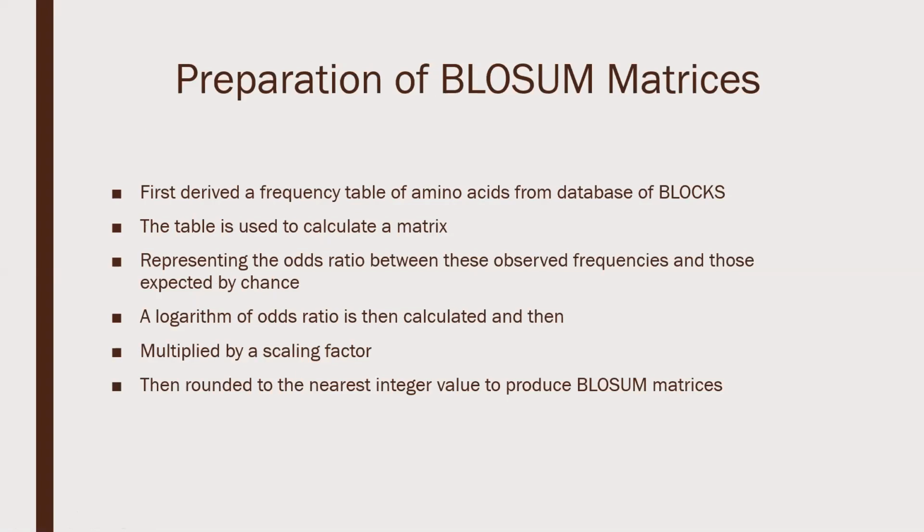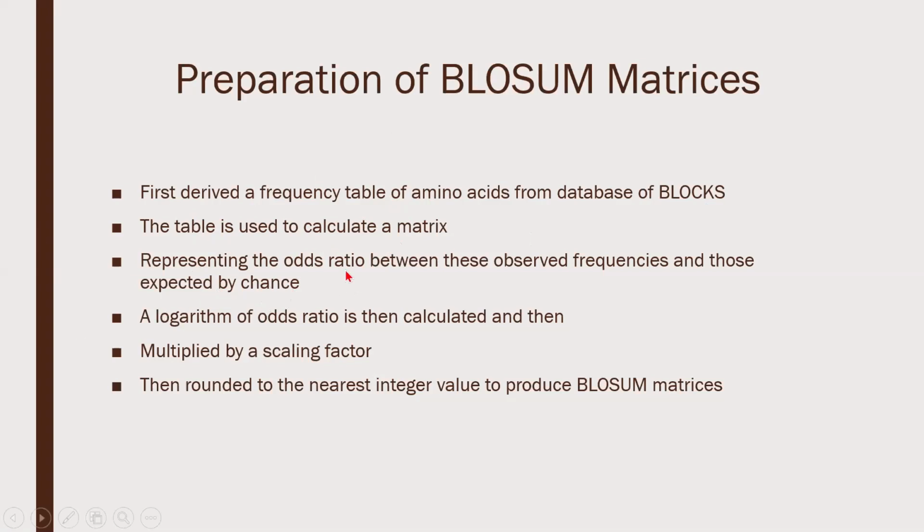So these two scientists, the Henikoffs, first discussed the preparation of BLOSUM matrices. These are the steps involved. First, they derived a frequency table of amino acids from the database of blocks. And then this frequency table is used to calculate a matrix. This matrix represents the odds ratio, that is, the ratio between the observed frequencies and those expected by chance.